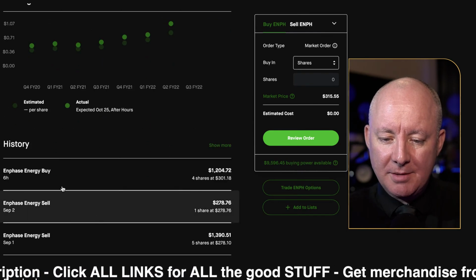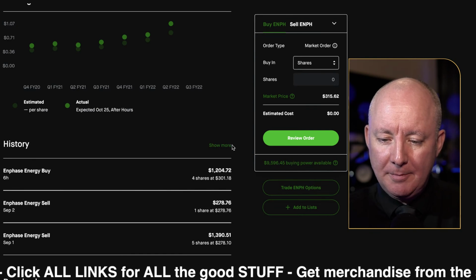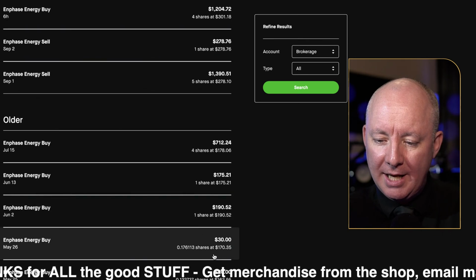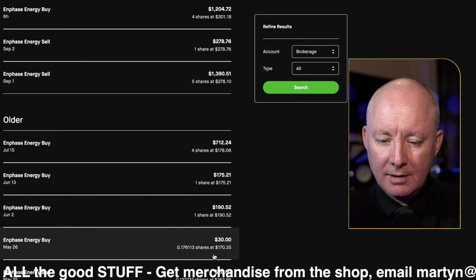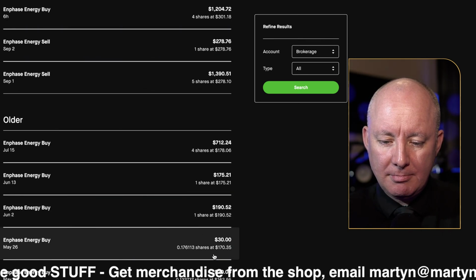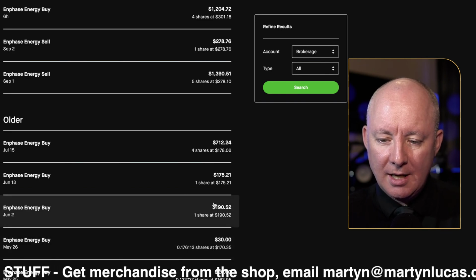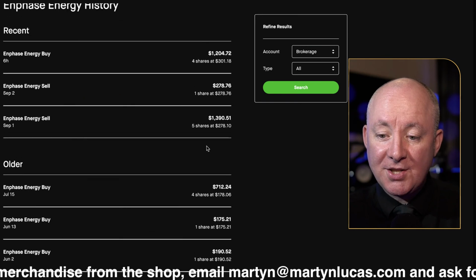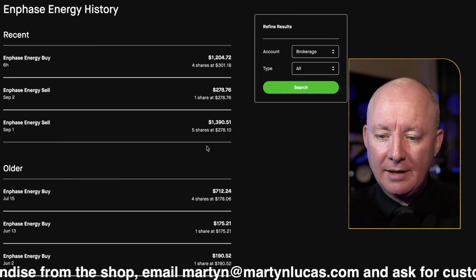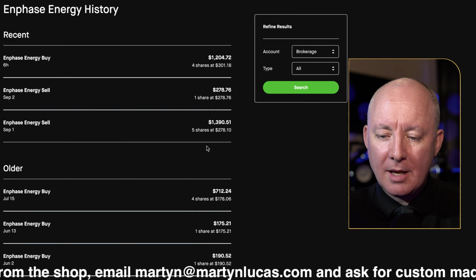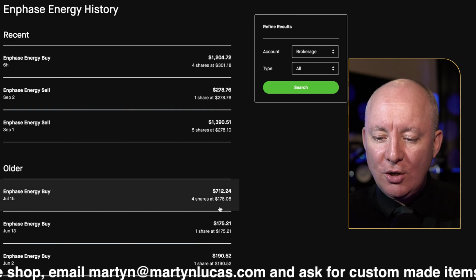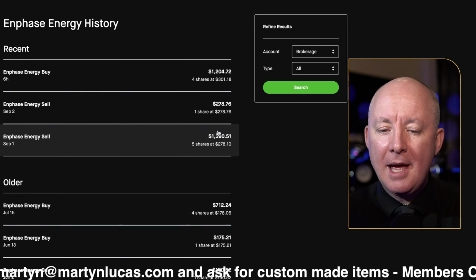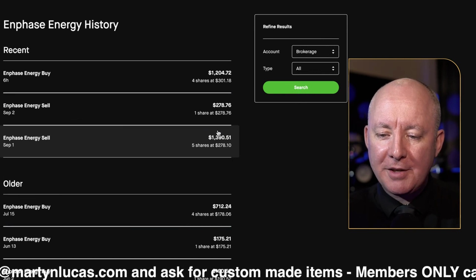Let's get some numbers here. I bought it in originally. When did I buy it in? 170, 190, 175, 178, and then I sold it at 278. A huge profit. It was like 65%. It was like nuts. And then I've been out waiting for it to go down.